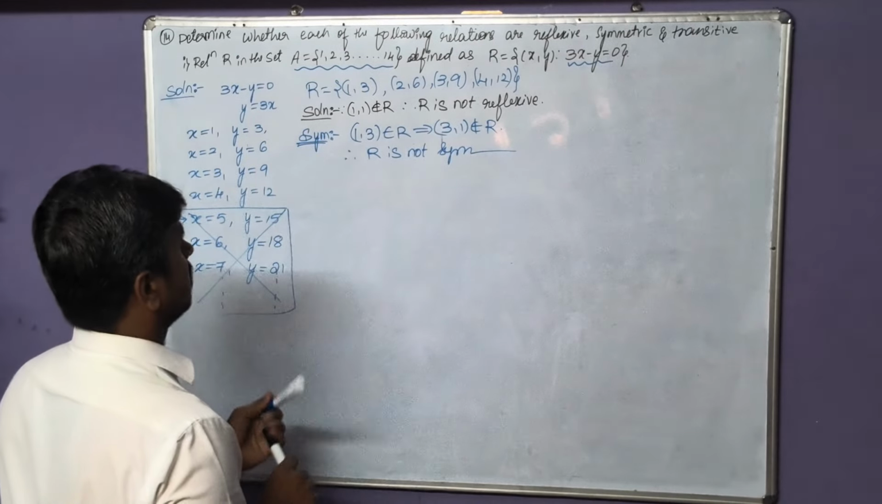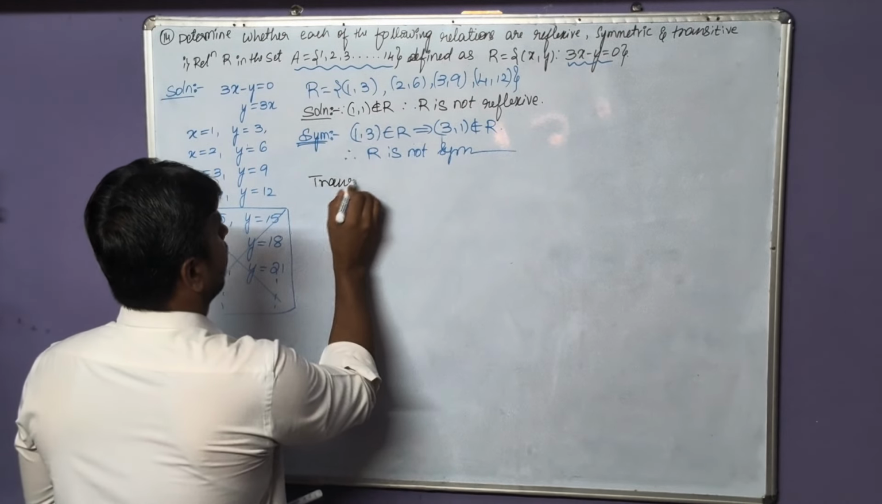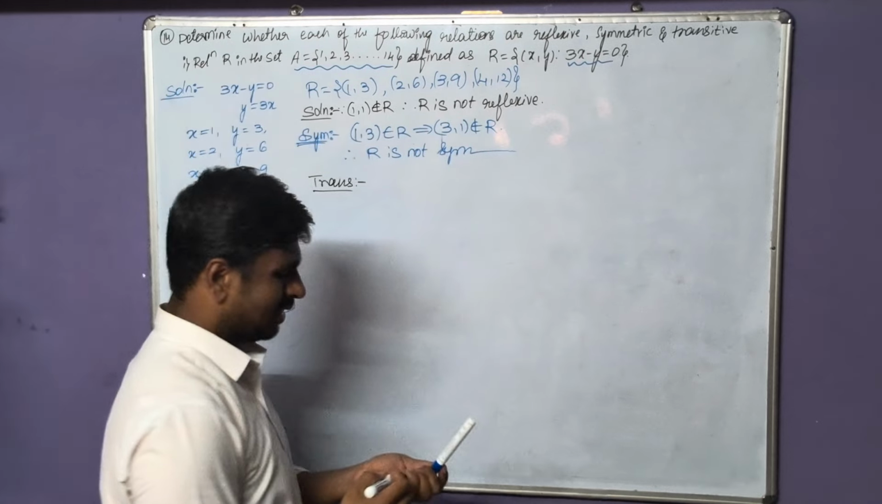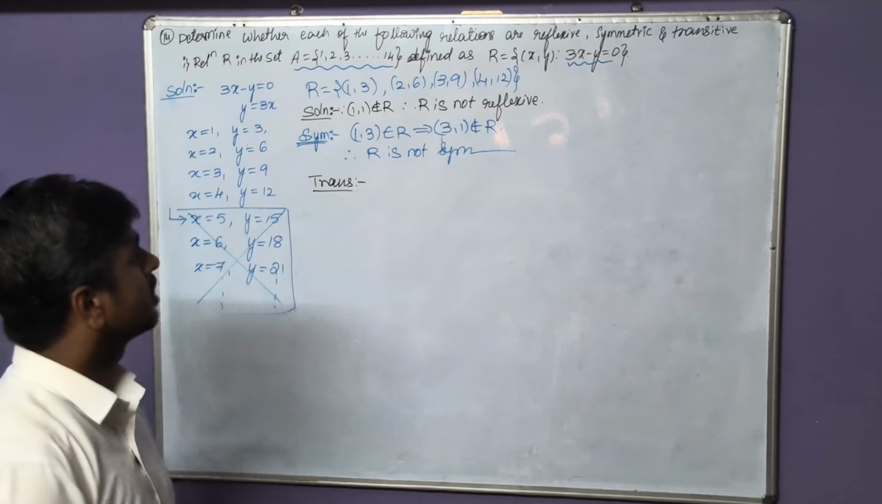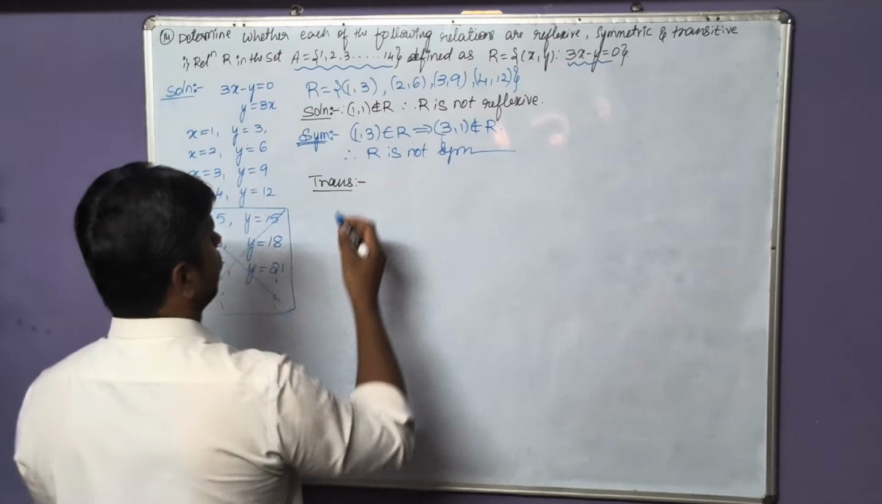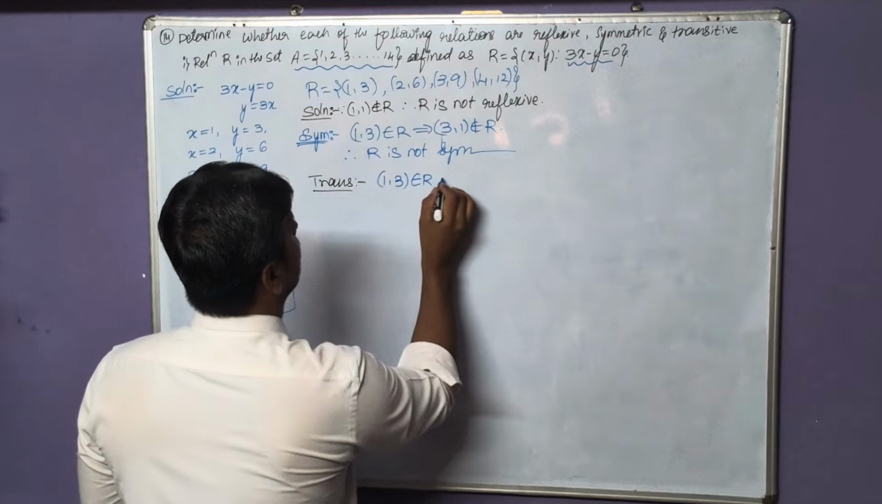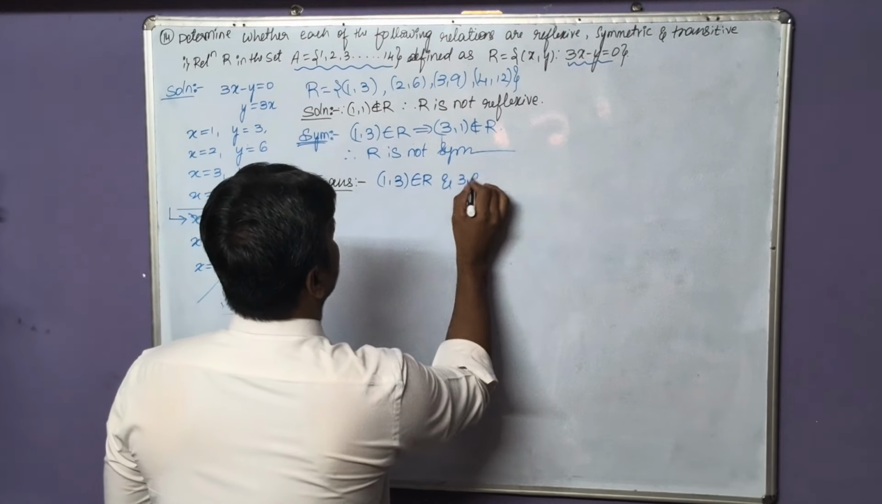And the last one is transitive. Transitive condition, I hope you all know very well. When we have A comma B and B comma C, then A comma C should be there. Then only we can say that the given relation is a transitive relation. See here, in the A comma B and B comma C format, we have two ordered pairs, like 1 comma 3 belongs to R and 3 comma 9 belongs to R.